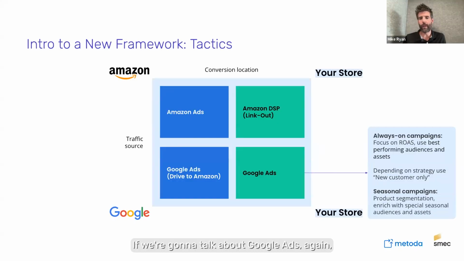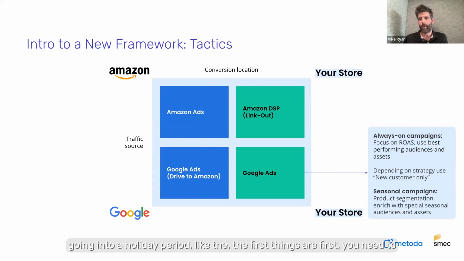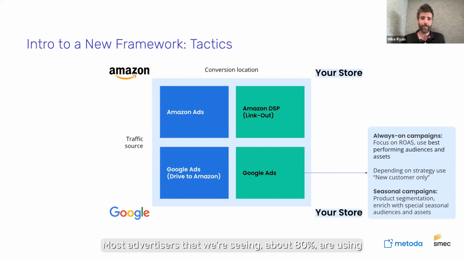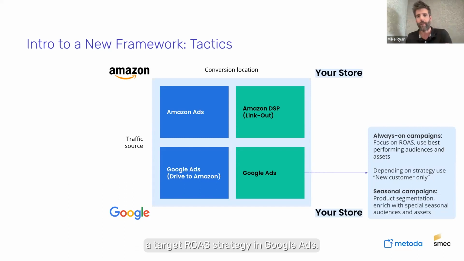If we're going to talk about Google Ads, again, going into a holiday period, first things first. You need to, again, have your always on or evergreen campaigns. Your house needs to be in order. Most advertisers that we're seeing, about 80% are using a target ROAS strategy in Google Ads.